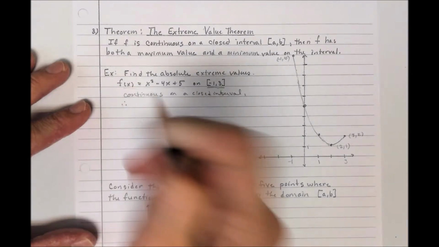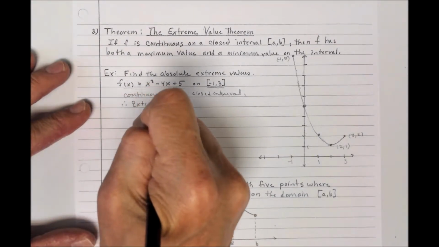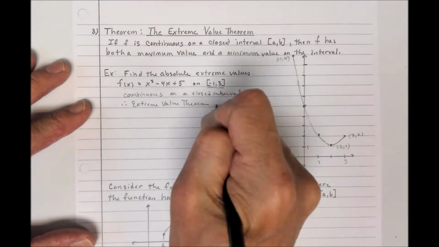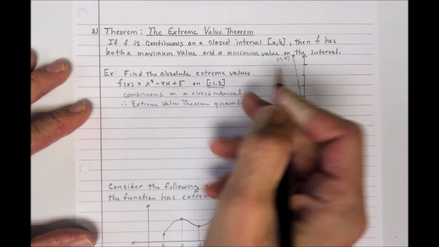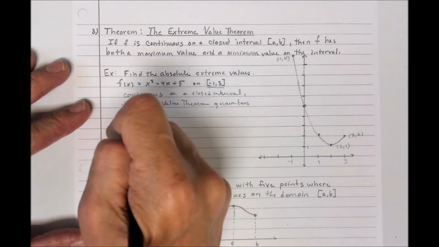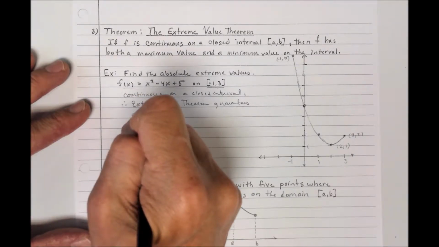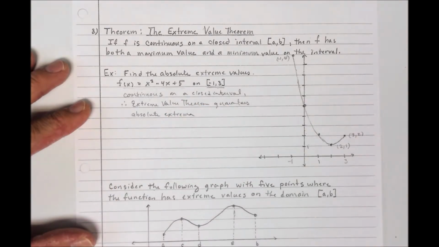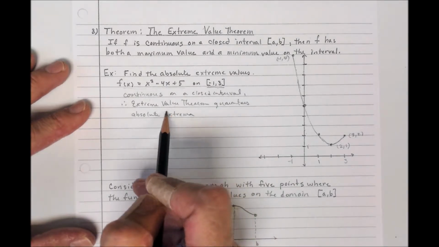Therefore, the extreme value theorem guarantees extrema, absolute extrema. Okay. Now I went ahead and wrote that out because I want to emphasize the fact that this criteria has to be met before we can actually apply it.